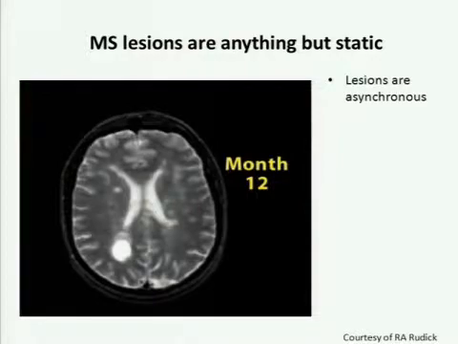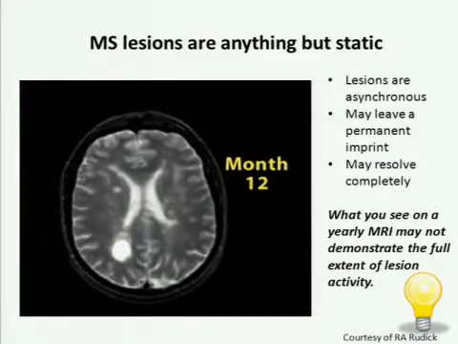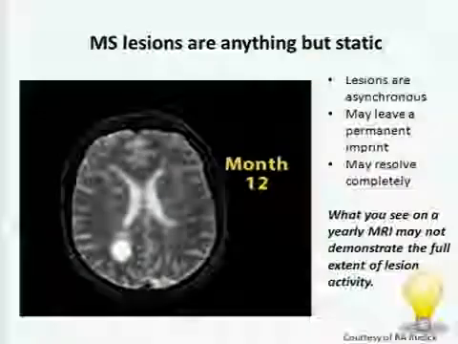Also note that the lesions are asynchronous, so there appears to be some kind of local control on lesion formation and resolution, if there indeed is resolution for a particular lesion. We don't exactly know how that happens yet. You may get an imprint, as we saw, or it may resolve completely. So I already made that point.